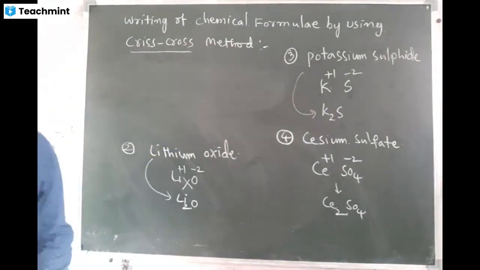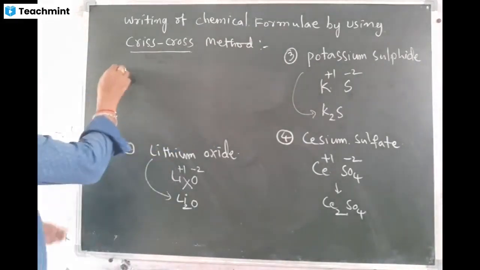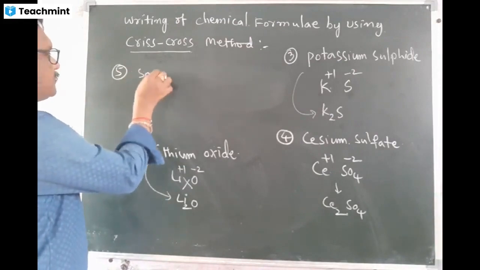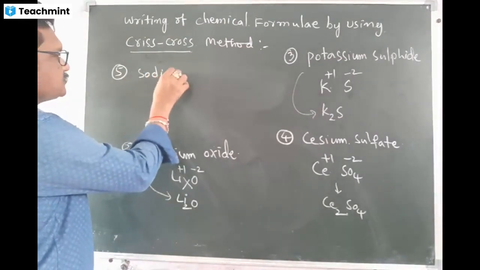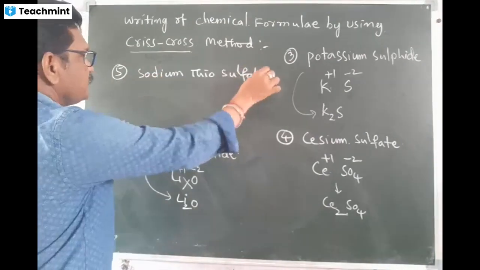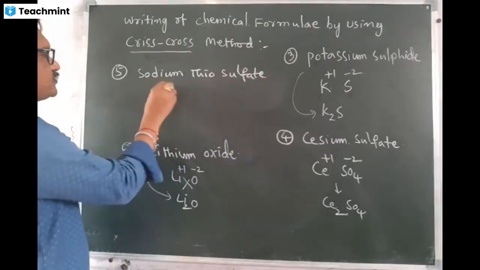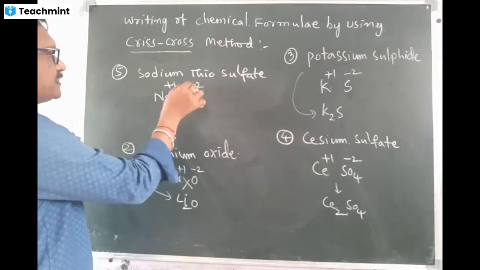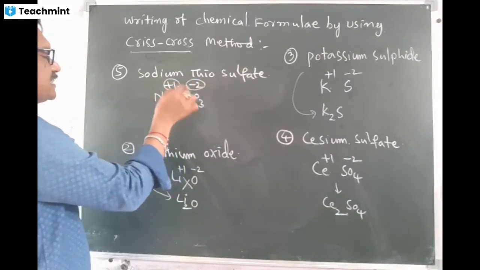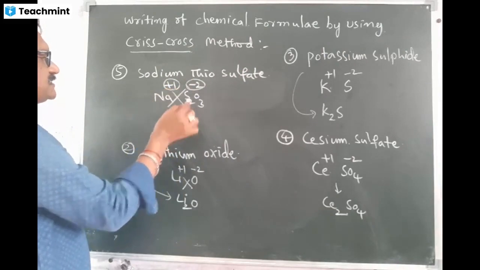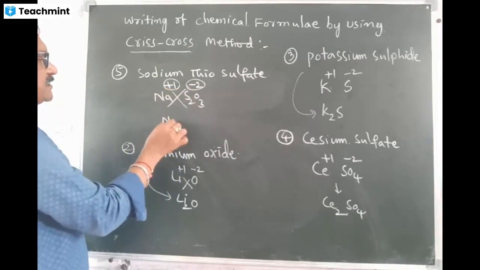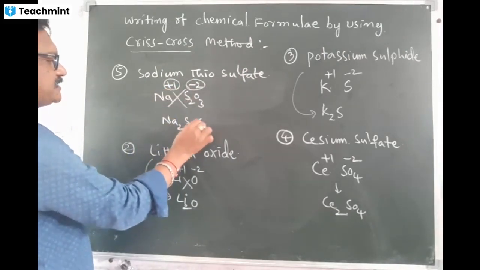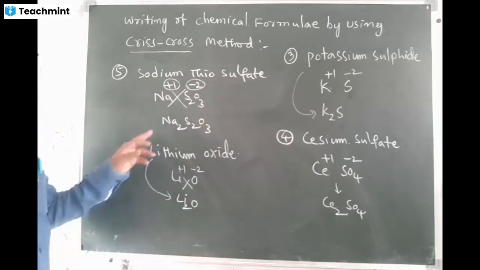Okay, then the fifth formula. I am writing here the fifth formula: sodium thiosulfate. What is the formula of sodium thiosulfate? You know sodium is plus 1. Thiosulfate means S2O3 minus 2. These are the two charges. Just reverse these charges. This is called the crisscross method. By this you are getting the formula Na2S2O3. This is sodium thiosulfate.